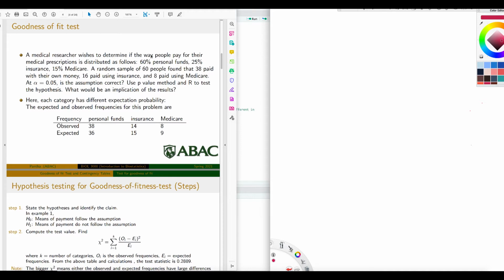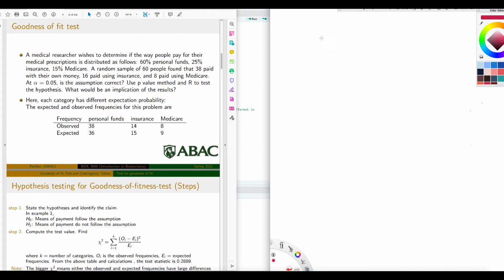So what they want to test is whether, among all the medical bills, 60% were paid by personal fund, 25% were paid by insurance, and 15% were paid by Medicare. For that, they observed 60 people, and they found that 38 used personal fund, 16 used insurance, and 8 used Medicare. So you want to test whether this assumption is correct or not. You are using both the p-value method and R to test the hypothesis. Also, what would be an implication of this result? Okay, so let us find out.